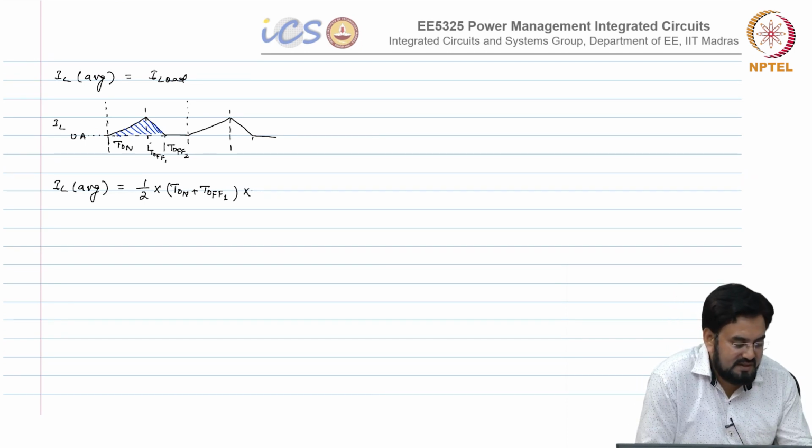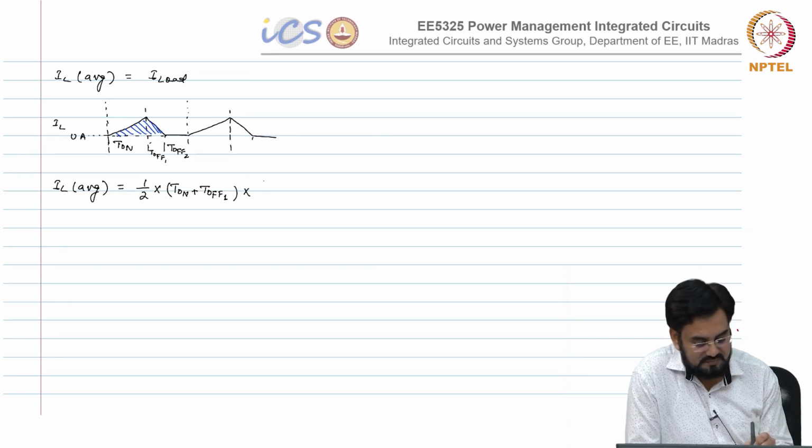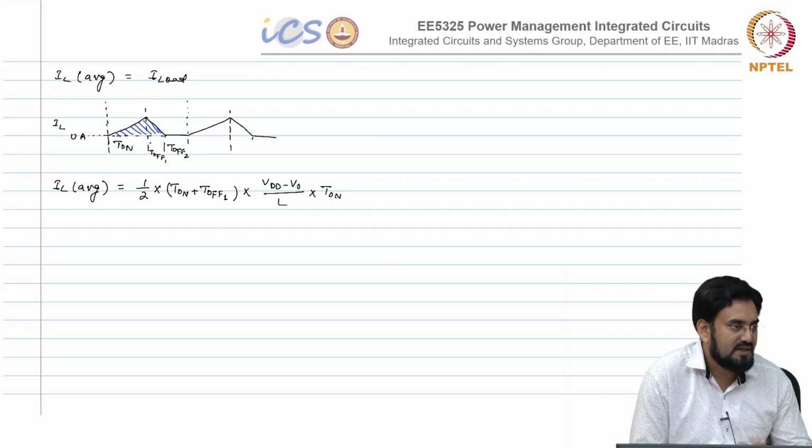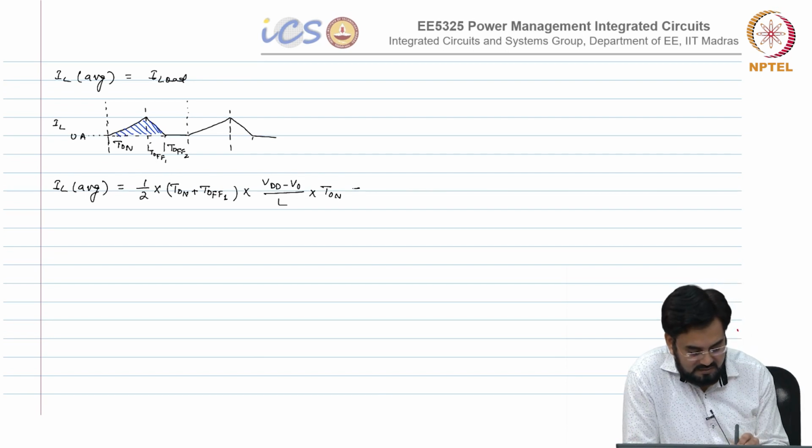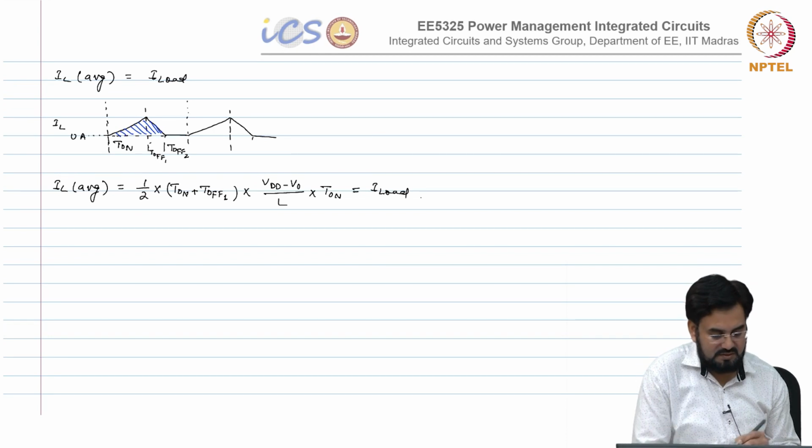What is the height of this inductor current? VDD minus V out over L into T on, or D times TSW. And during T of 2 the current is 0. So average current will be nothing but the area under this triangle, equal to I load.